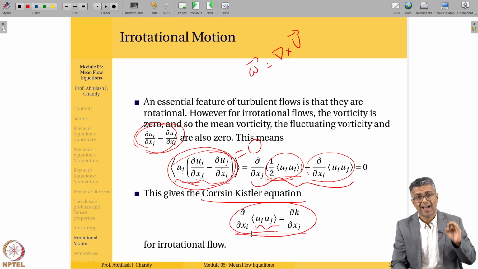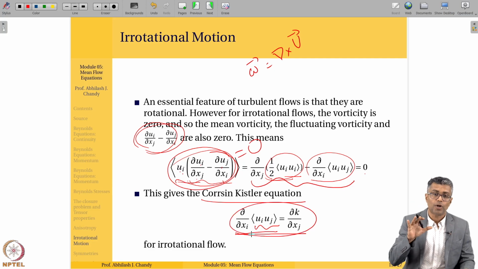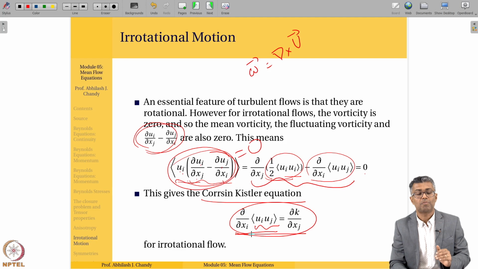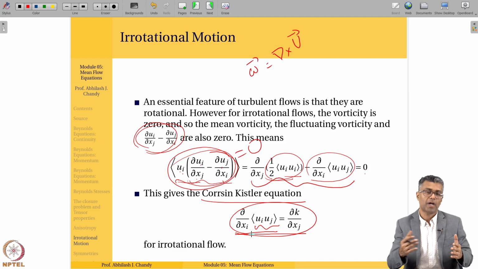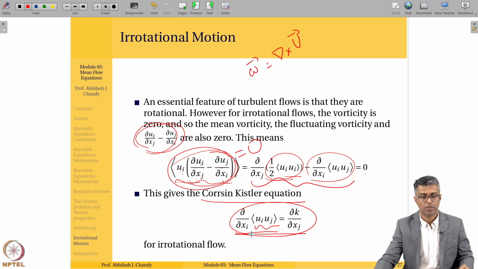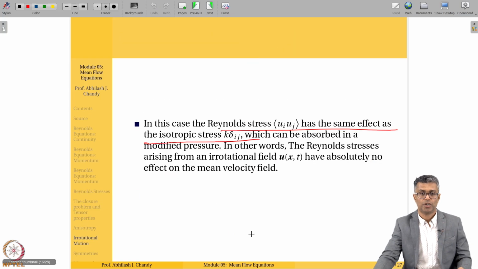The Reynolds stress has an anisotropic effect. But the interesting thing is, in irrotational flows, that is all the Reynolds stress is doing. It is just bumping up the pressure, bumping up or bumping down. It is affecting the mean pressure. That is all it is doing. That's the interesting conclusion here.